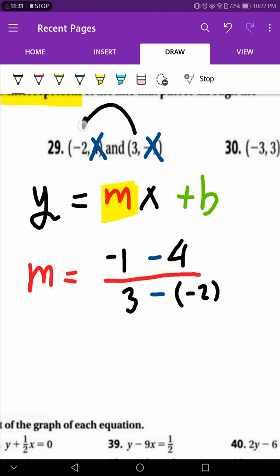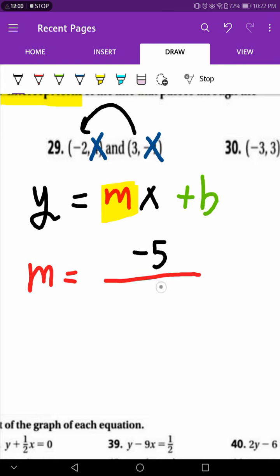Remember, I move in this way. Now -4, -1, -4, it is -5. And 3, and if I have double negative between any number between them, I say to my student it will be positive. So 3 plus 2 equal 5, and -5 over 5 equal -1. So this is -1. So I replace this by -1.